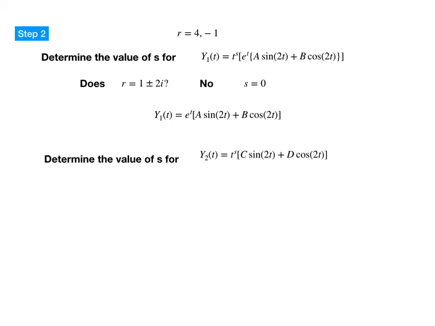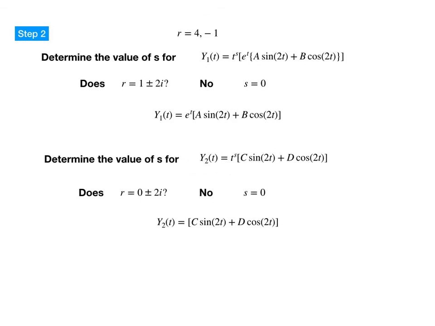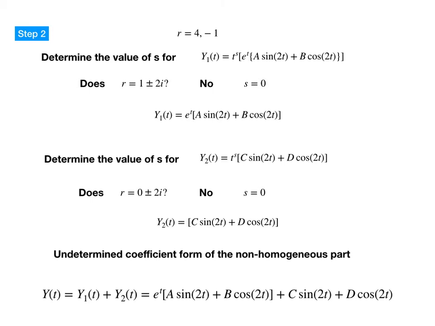Well, for g of s, for the next function h of t, again ask the same question: r equals 0 plus or minus 2i, alpha plus or minus beta i. Again, the answer is no, s equals 0, then big Y of t is of this form. When t to the s, when s equals 0, then t disappears. So the solution to the non-homogeneous part should be the combination of big y1 of t and big y2 of t. Just combine the two together.